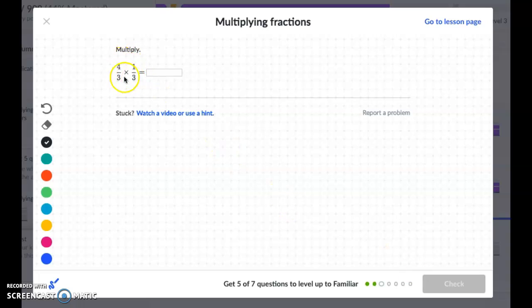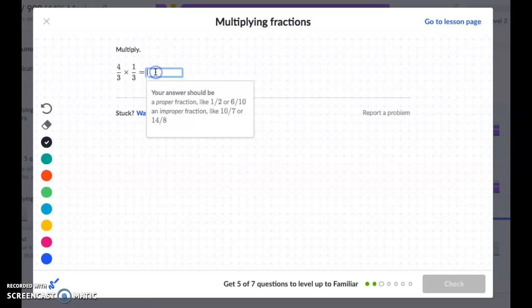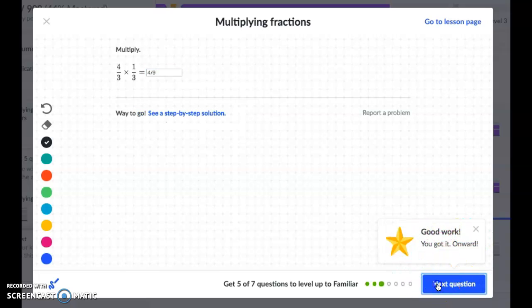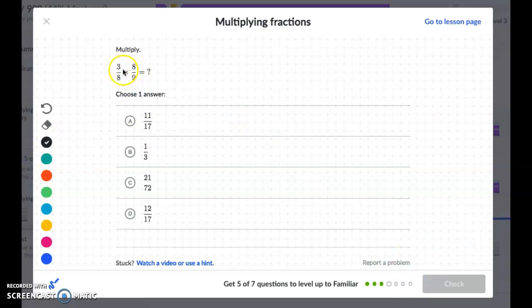4/3 times 1/3, so 4 times 1 is 4, and 3 times 9 is 9. 3 times 8 is 24, and 8 times 9 is 72. Okay, and again, that answer is not down below here. Don't get tricked by the fact that they still put this 72 down here. What they want us to do here is they want us to simplify.